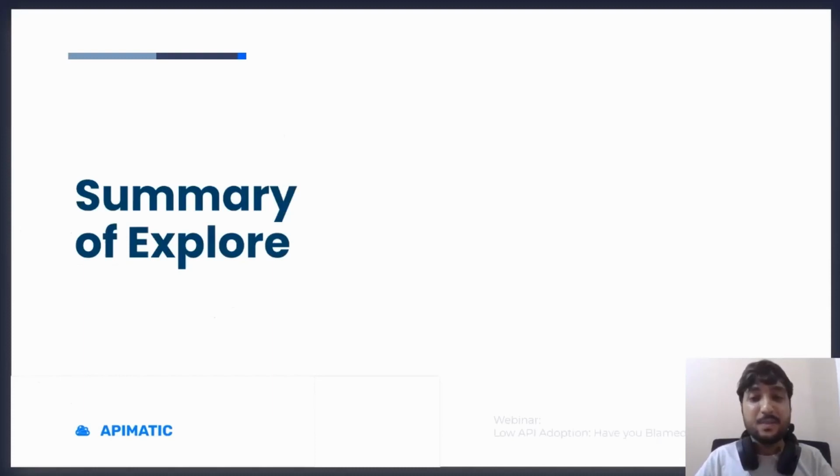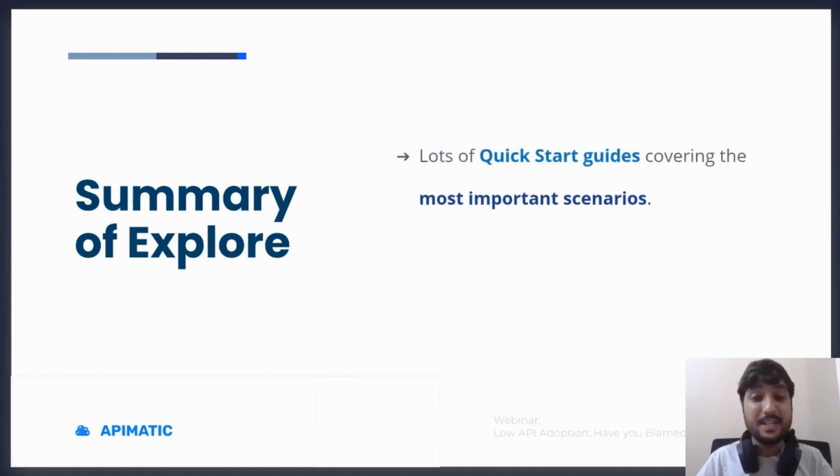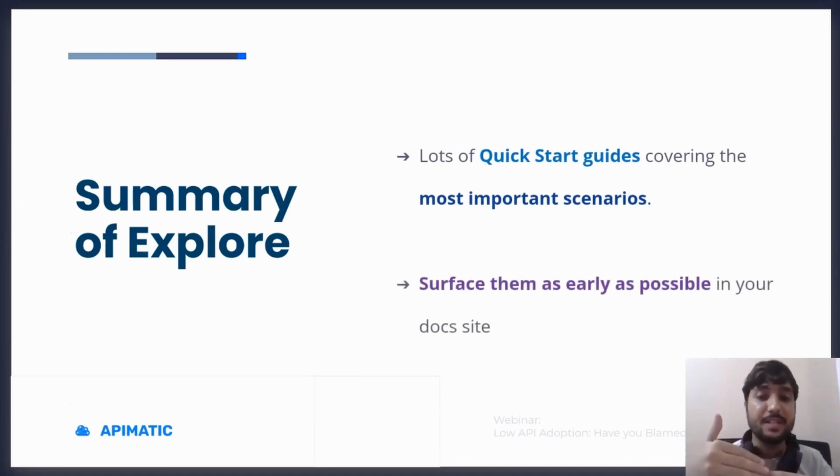So to summarize, what's critical to get right in the explore phase, you need to have a lot of quick getting started guides covering your most important scenarios. If you're thinking about how many, you should pick 4 or 5 of the most important scenarios in your API, and you should write quick getting started guides for them. And you should make sure that you are surfacing them as early as possible in your doc site, so that the users keep engaging with your site, and that they learn about what options there are when they use your API, and that they can quickly make a decision whether this API is for them or not.